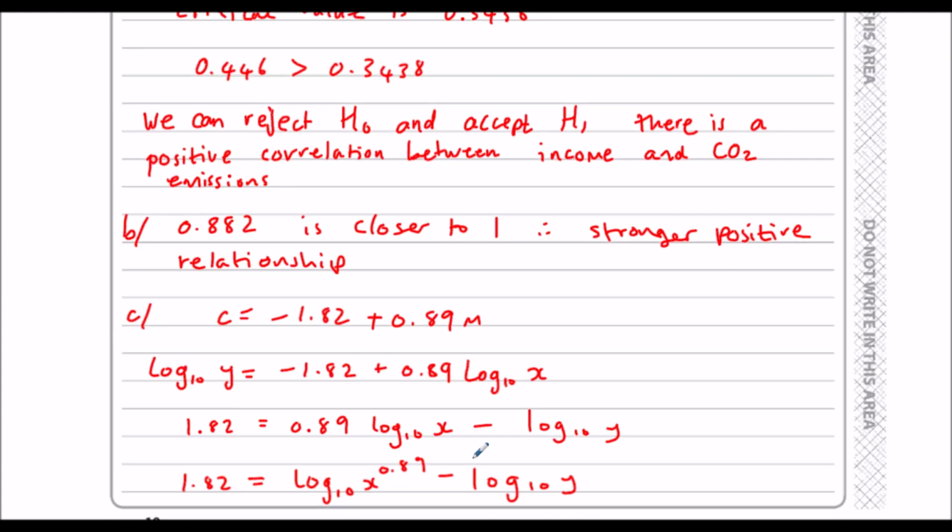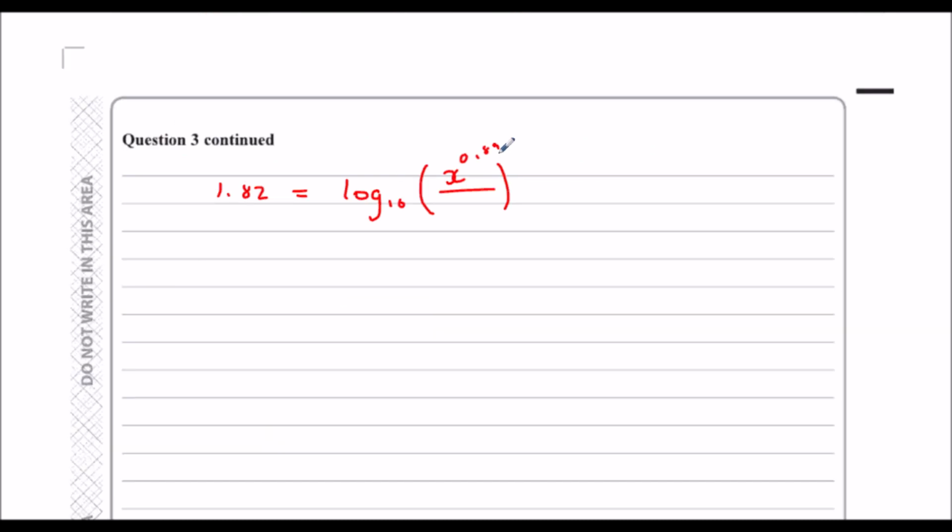So we've got 1.82 equals log 10 of x to the power of 0.89 over y. And now we can get rid of the log. So 10's the base, 1.82 is the power, so 10 to the power of 1.82 is equal to x to the power of 0.89 over y. We want y to be the subject of this, so we'll multiply both sides by y and divide both sides by 10 to the power of 1.82, which will leave us with y equals x to the power of 0.89 over 10 to the power of 1.82.